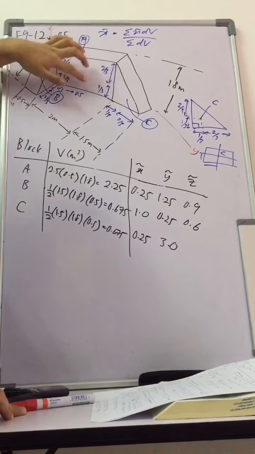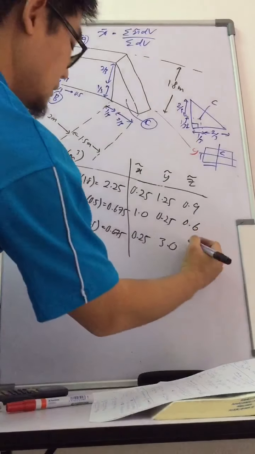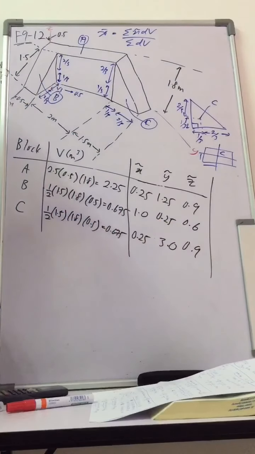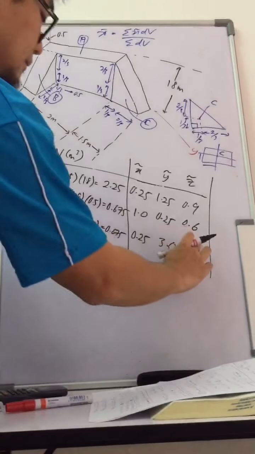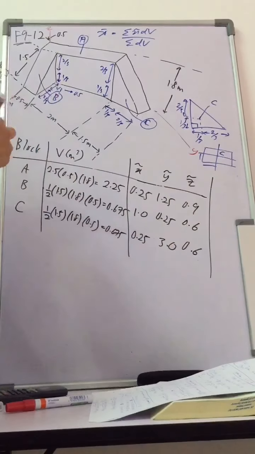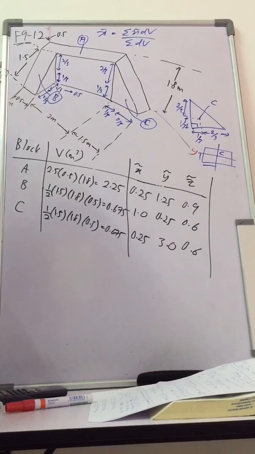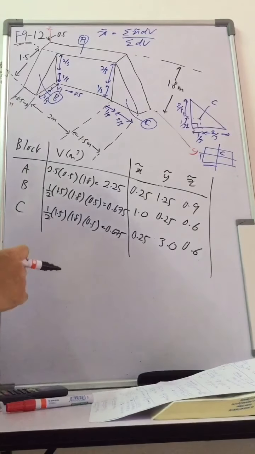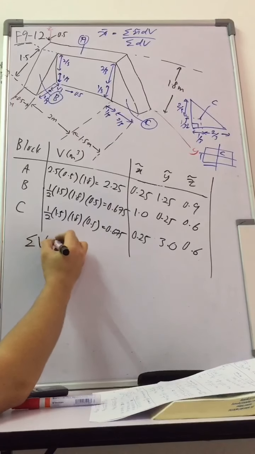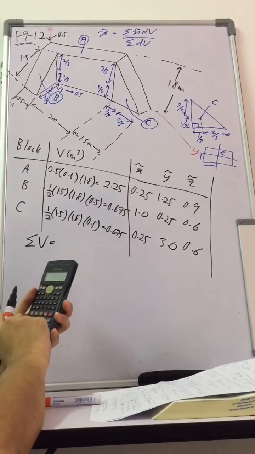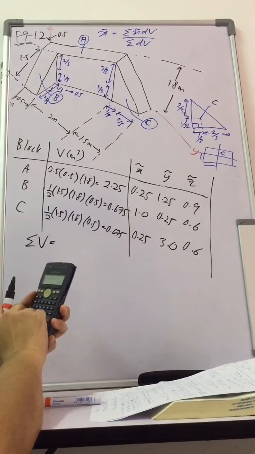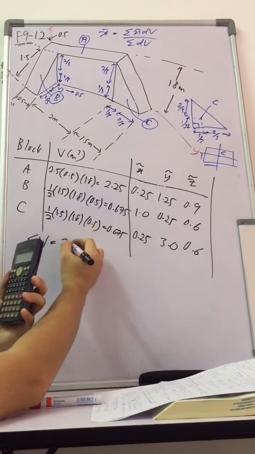Then z, from the bottom, 1/3 and 2/3. So 1/3 of 1.8, oh no, it's not 0.9, it's 0.6, right? Because it's 1/3 from 1.8, so 0.6, 1.2, 1.8. So it's 0.6, sorry, my bad. Now you can sum them up. The summation of volume: 2.25 plus 0.675 plus 0.675, so you got 3.6 meter cubed.